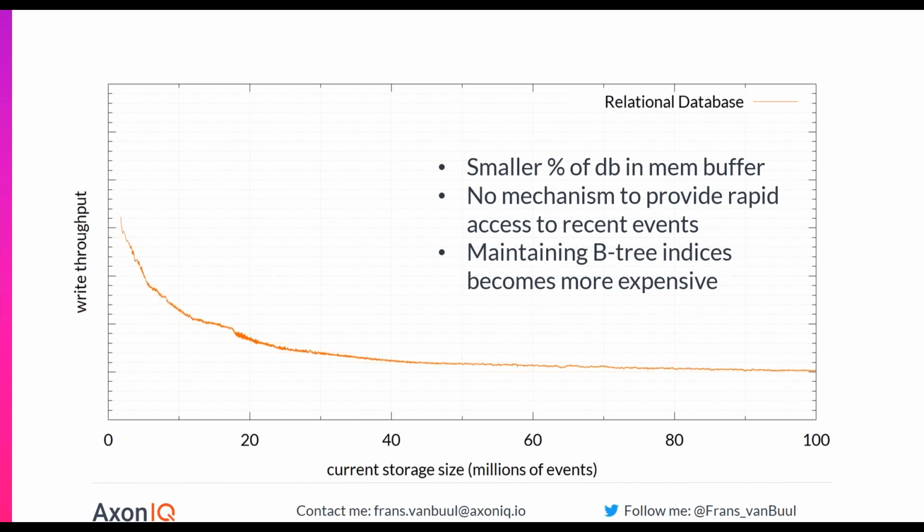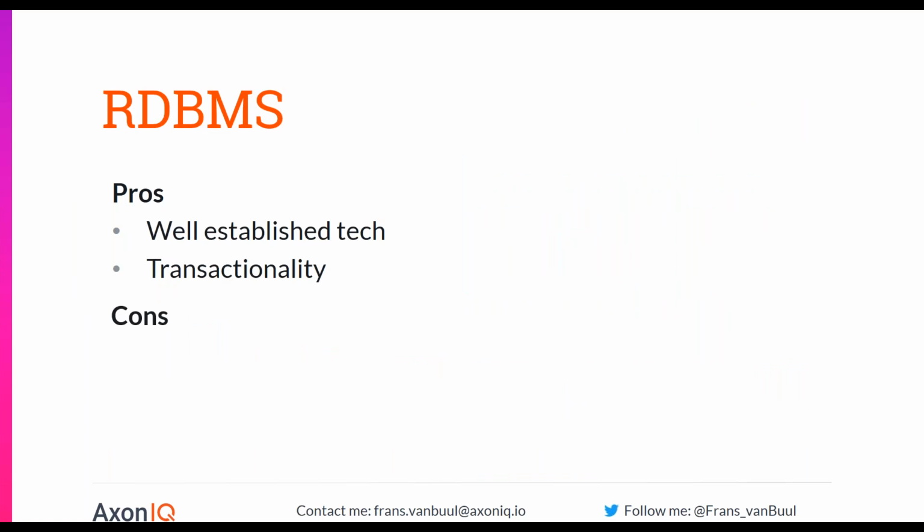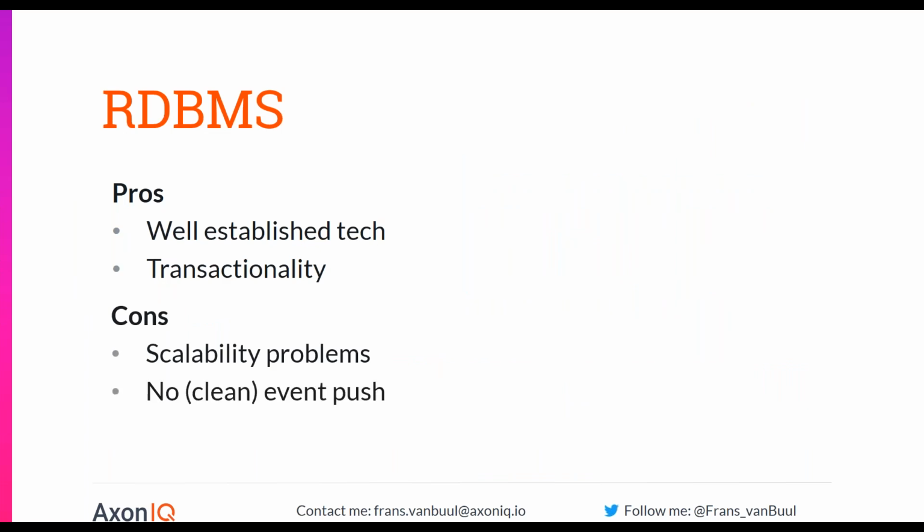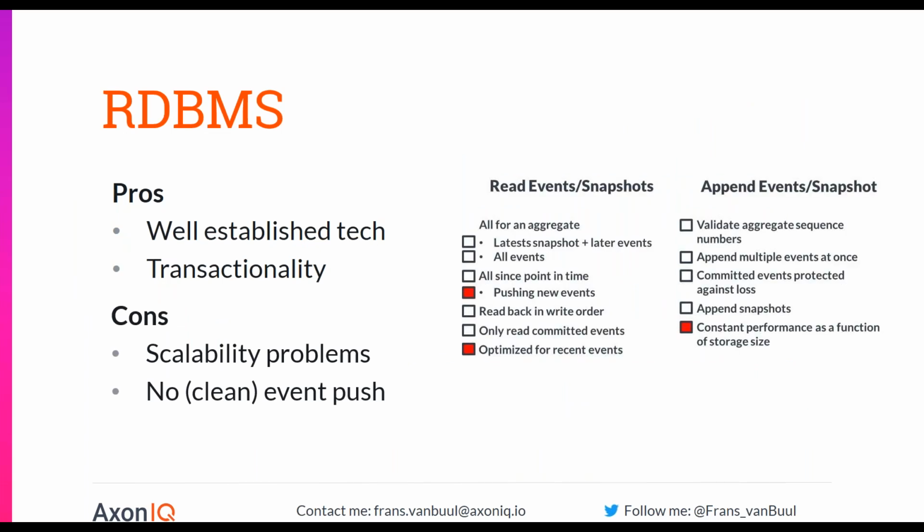So you see, once event stores become large and you use them on a relational database, you need to constantly fight the fact that a relational database doesn't have ideal performance characteristics for this application. So the major con of relational database is the scalability problem. In addition, it doesn't have a clean general way of pushing events to clients. So we have a couple of clear red boxes there. So that's why people are experiencing problems with relational databases.